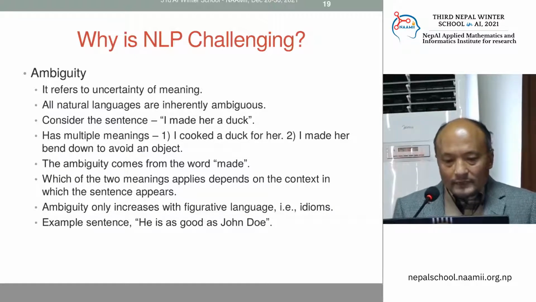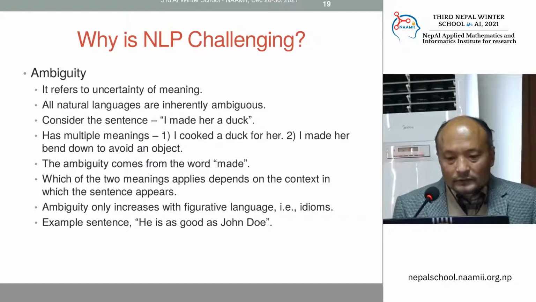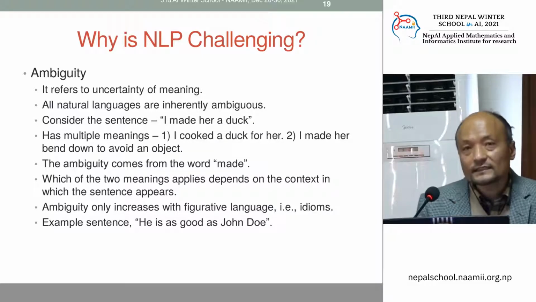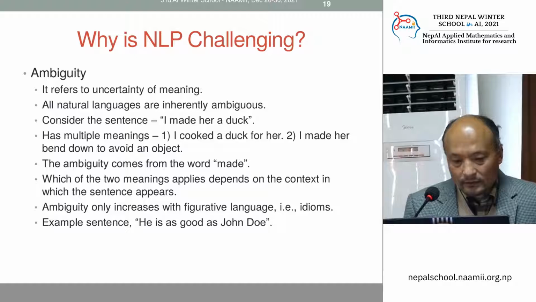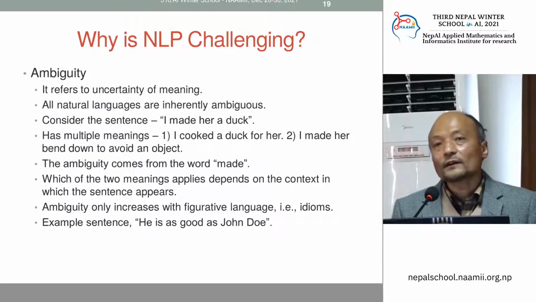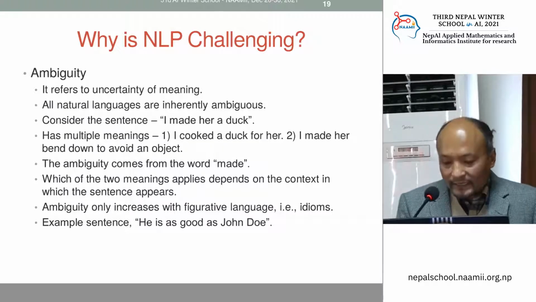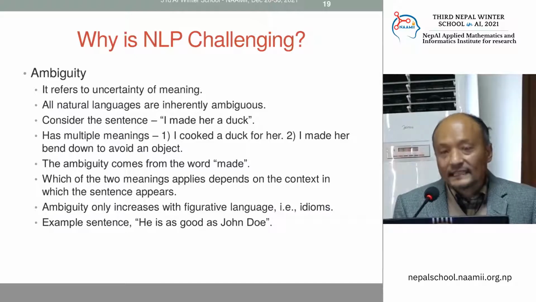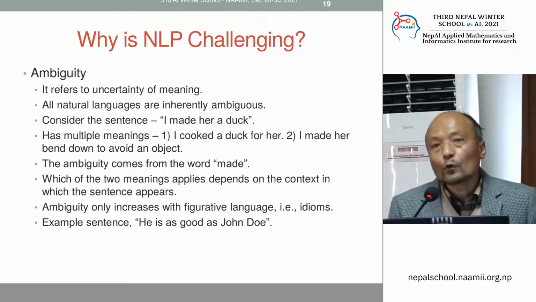And ambiguity resolution depends on the context in which the sentence appears. Ambiguity only increases with figurative language or idioms, which is sometimes even difficult for us humans. So it's quite natural to have these problems with the machine. Sentences like "he's as good as John Doe" could be really problematic for the machines to understand.